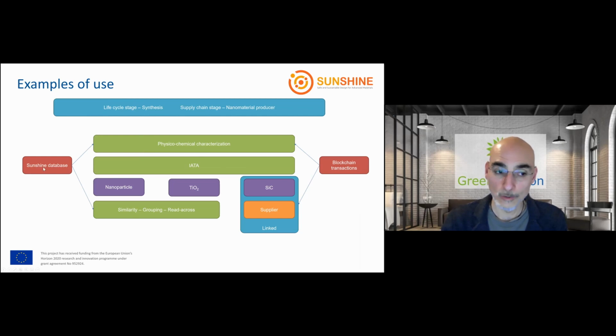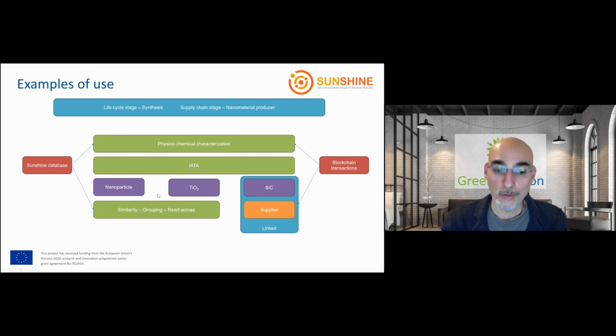They can load data from the Sunshine database. They might as well include their own data by using blockchain transactions. All of this blockchain is completely transparent to the user, so you don't need to know anything about it. Whenever you include data, the system generates blockchain transactions for you. Then they might need to follow IATAs to understand exactly what they should measure if something is not already in their hands. Then the data can be related to the whole nanoparticle or to the components of the nanoparticle.